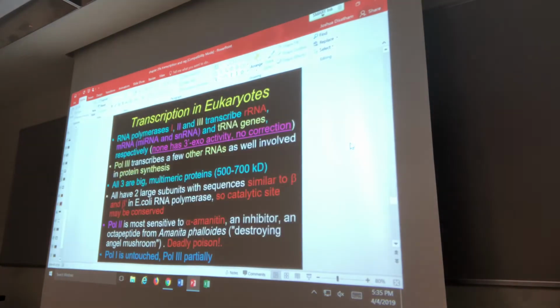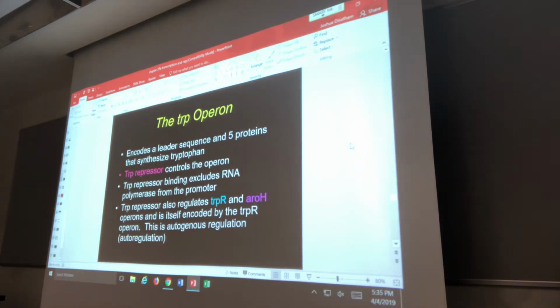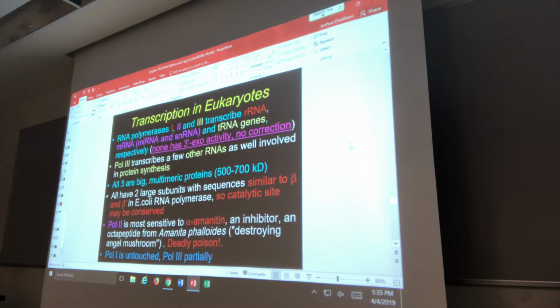You don't need another tryptophan operon for this class, although the information is provided for you. You don't need to know it for the exam. And now we get into the second part of the transcription information, and that is transcription in eukaryotes. So we learned about transcription in prokaryotes.